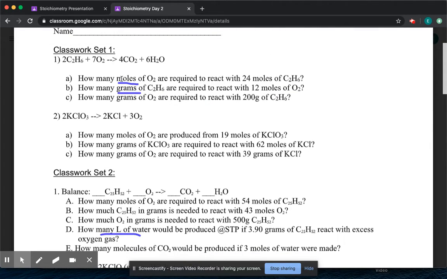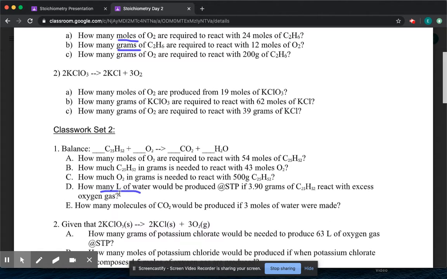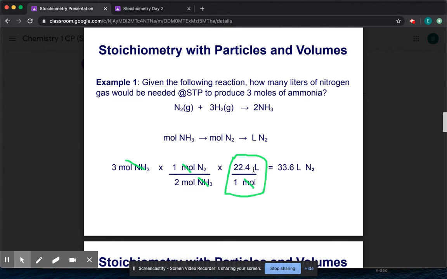So for Friday, we focused on moles and grams. We're adding volume, but the calculations are the same. The only difference is a different unit, but the setup is the same. Everything is exactly the same, okay? Everything is exactly the same, but instead of converting to grams here, in this case, we're converting to volume.